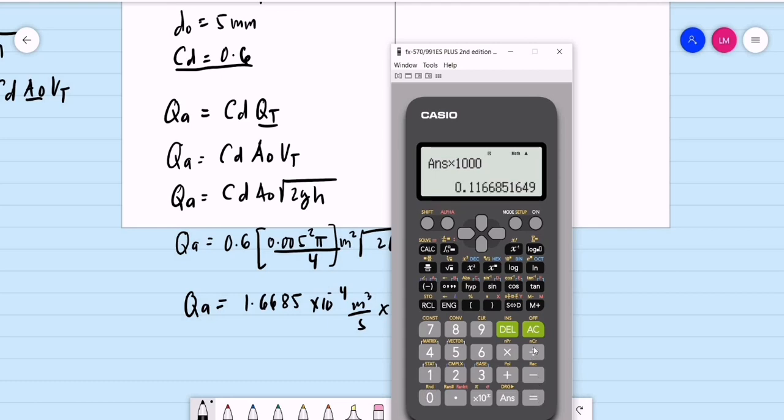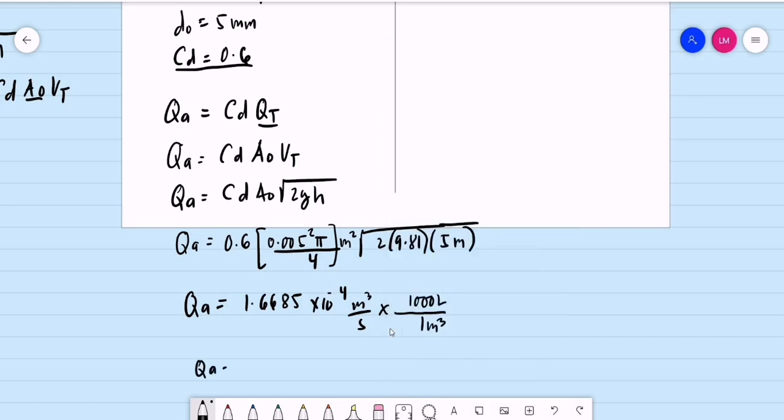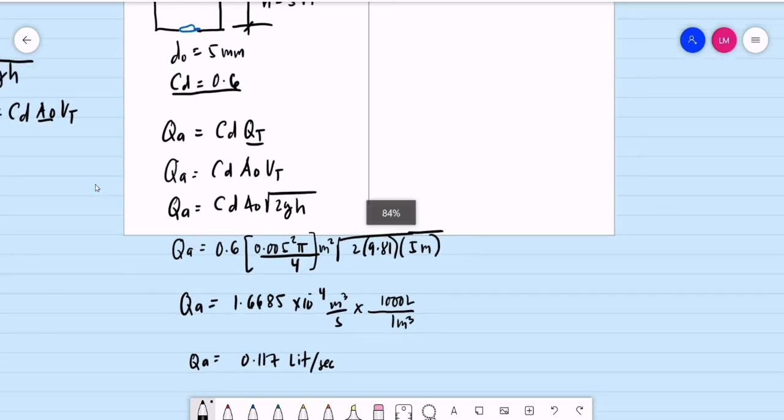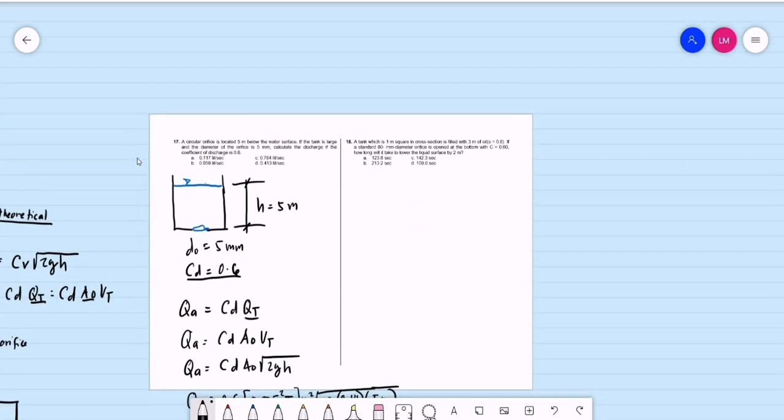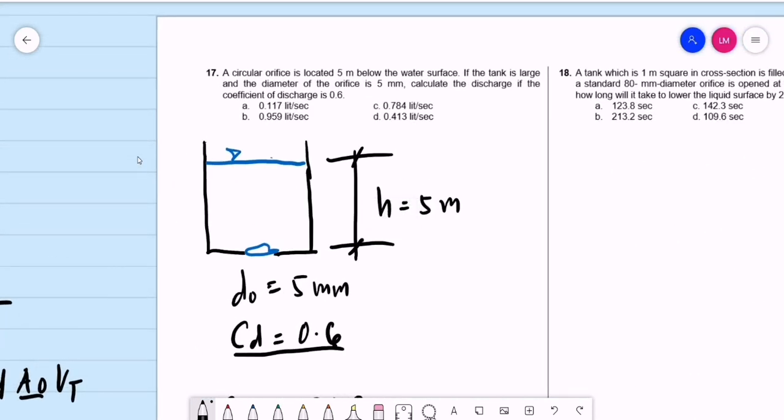So we can have the flow rate actual as 0.117. This is now in terms of liters per second. If we are to check that on our choices, 0.117, that will be letter A.